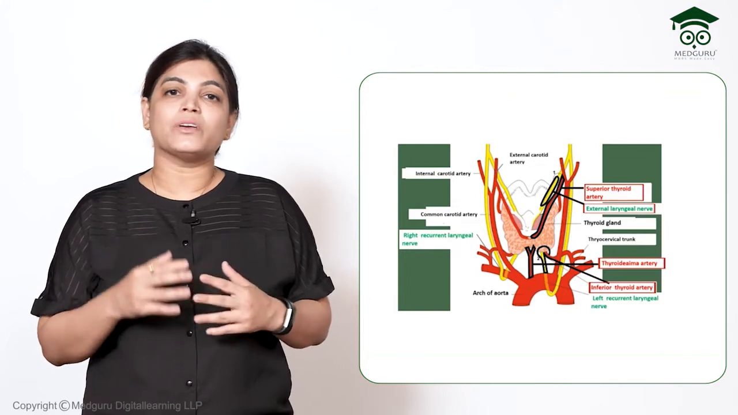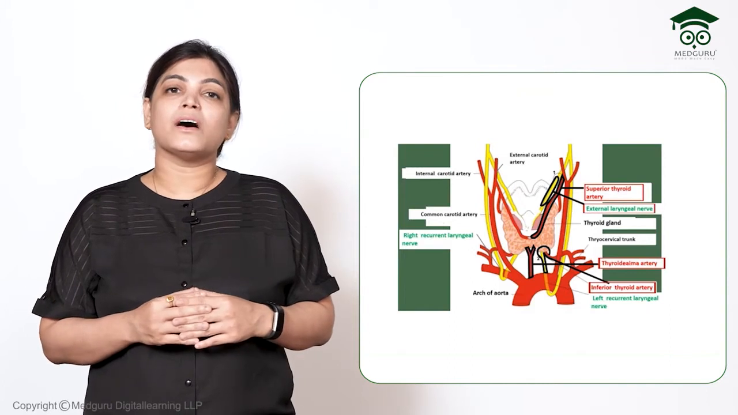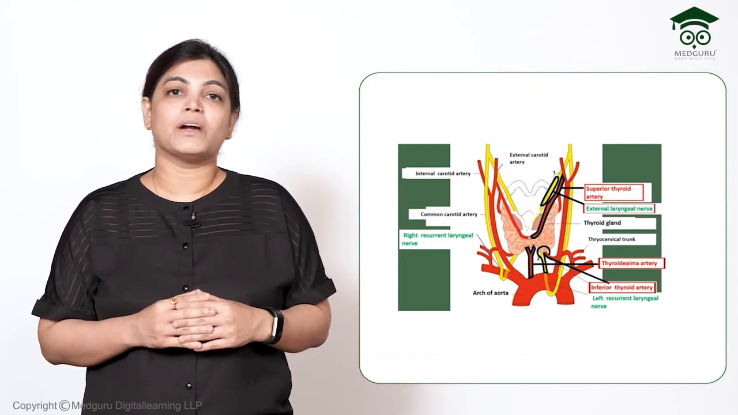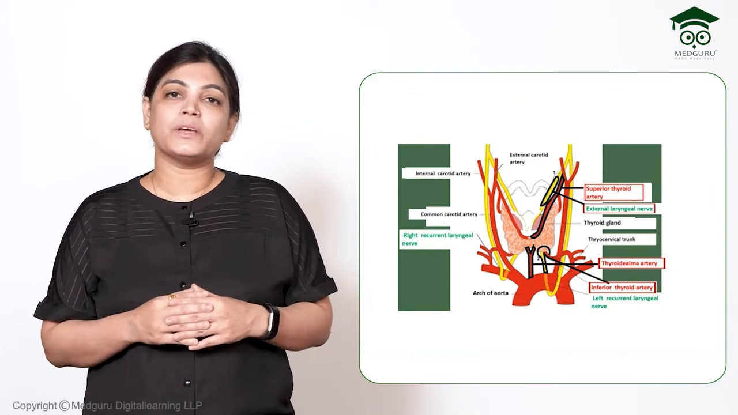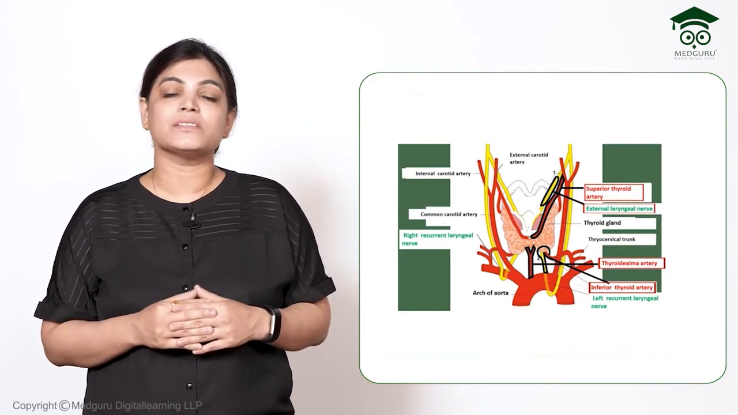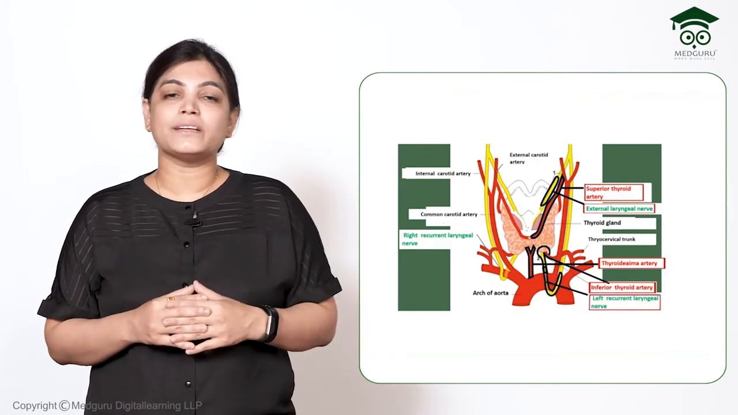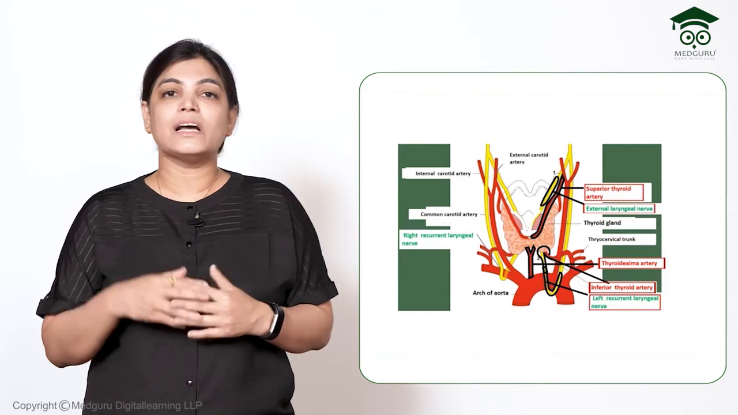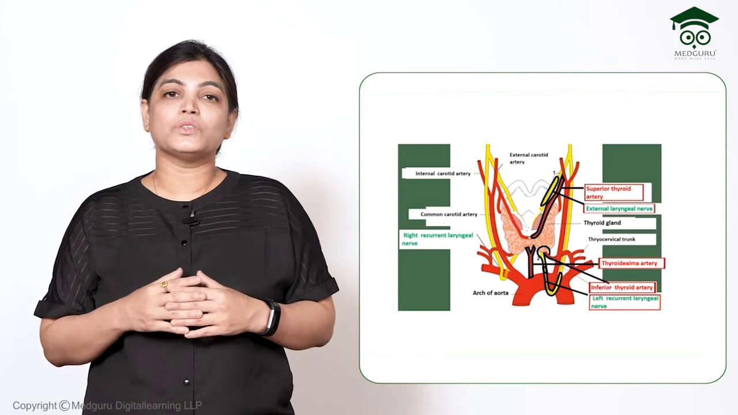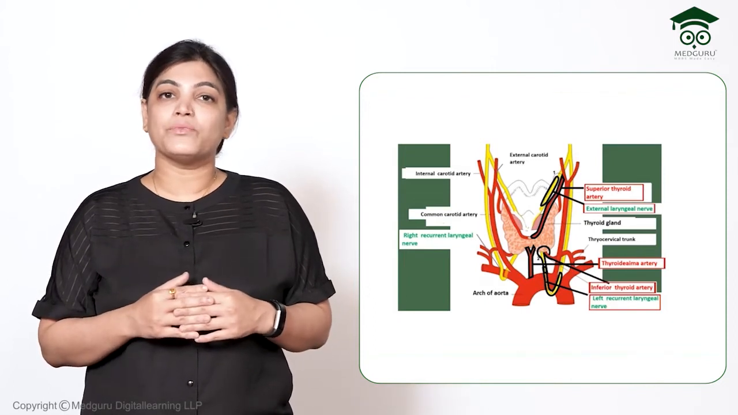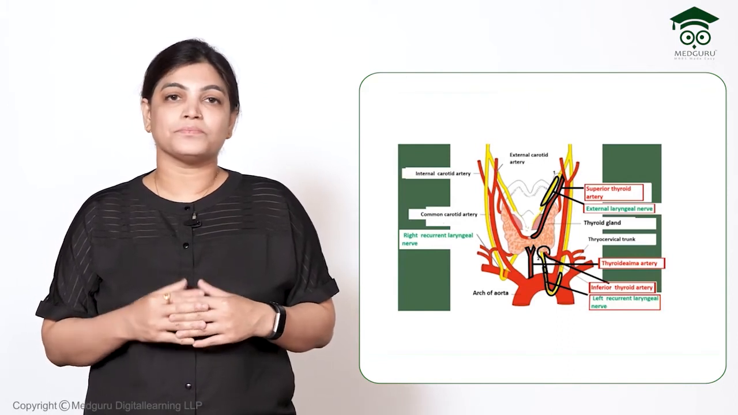The inferior thyroid artery is supplying the lower two-thirds of the lateral lobe and the lower half of the isthmic part of the thyroid gland. It is lying in close relation with one of the important nerves, a branch of the vagus, that is the recurrent laryngeal nerve. So we have seen there are two arteries: one is the superior thyroid artery, the other is the inferior thyroid artery. The superior thyroid artery is related to the external laryngeal nerve and the inferior thyroid artery is related to the recurrent laryngeal nerve.